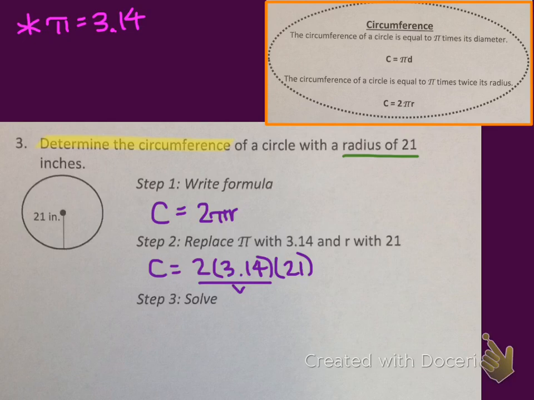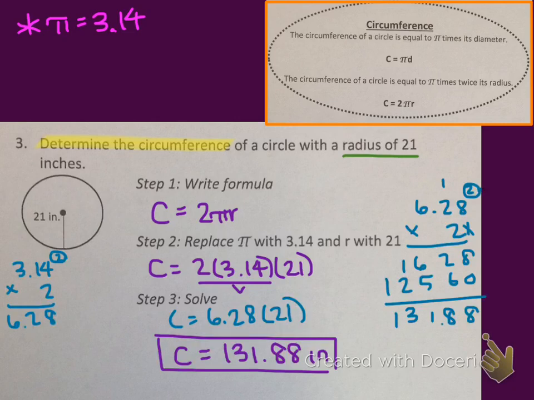Why don't you go ahead and pause the video to solve that on your own, and then press play to check when you are done. So 3.14 times 2 is 6.28, and then we multiply that times 21, and when we do that we get 131.88 inches, or 131 88/100 inches.